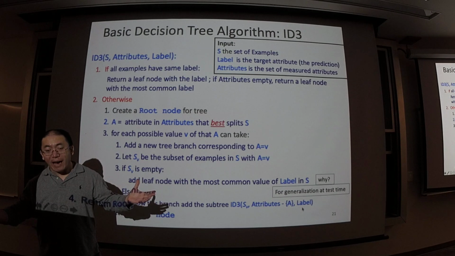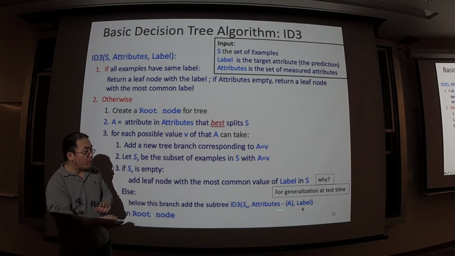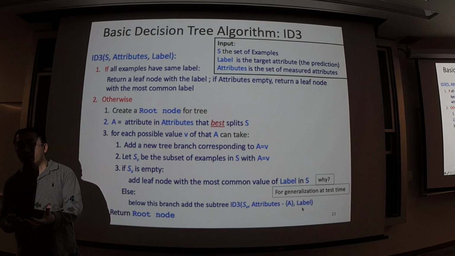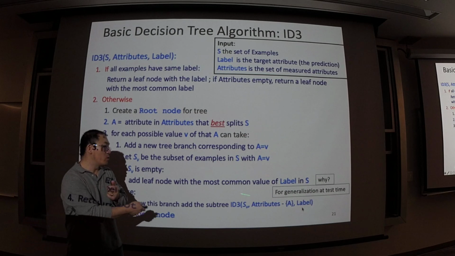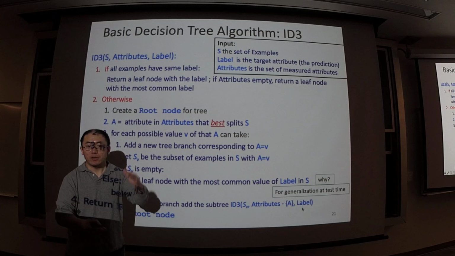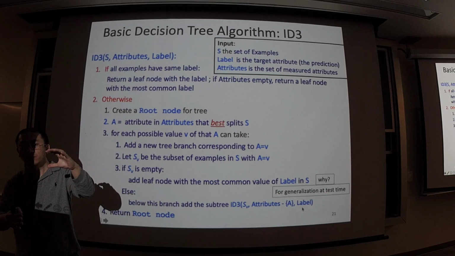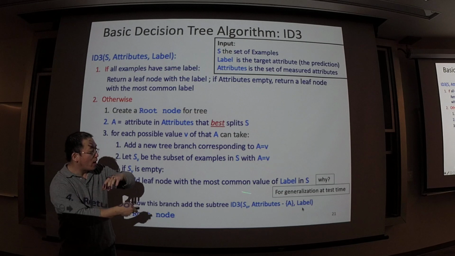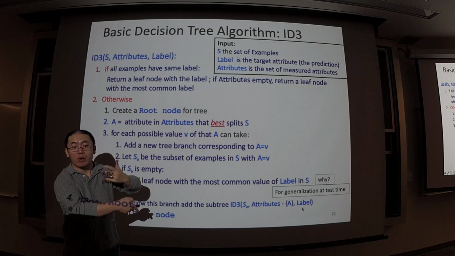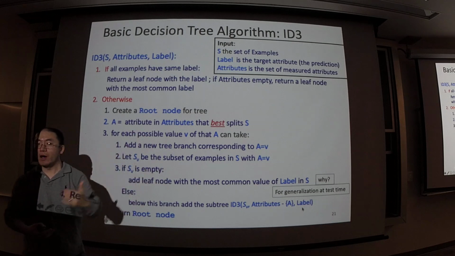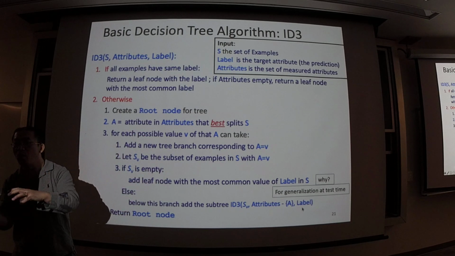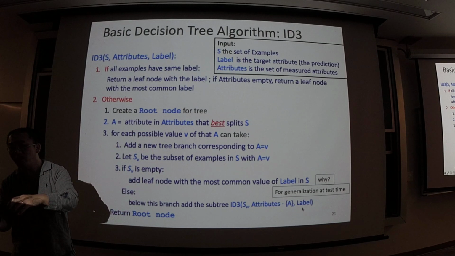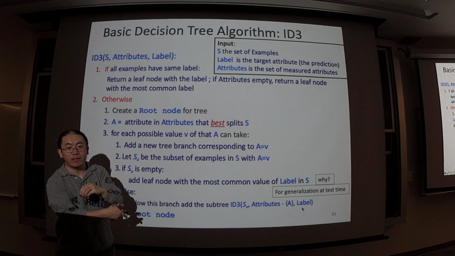But ideally, if S has a reasonably large size, you're still going to use the most common label in S. Why? Because you haven't finished all the other tests. If your current examples arrive at the node which represents S, you still have to go through all the other tests, so you should be more accurately classified by the most common label in S.